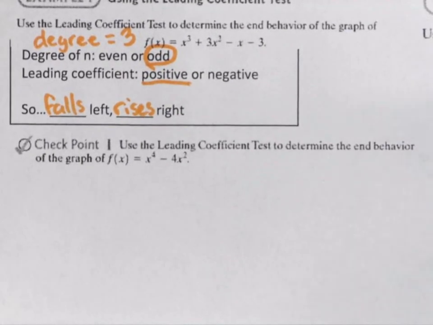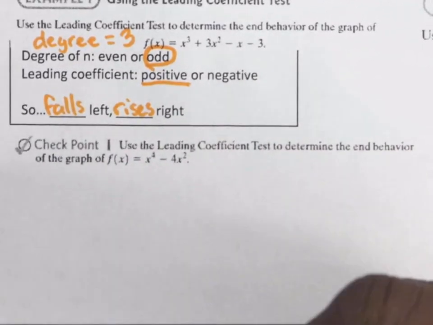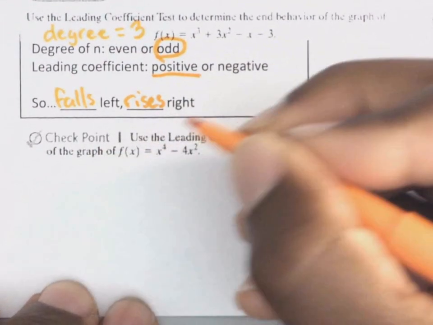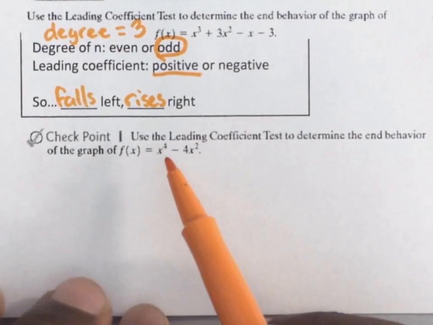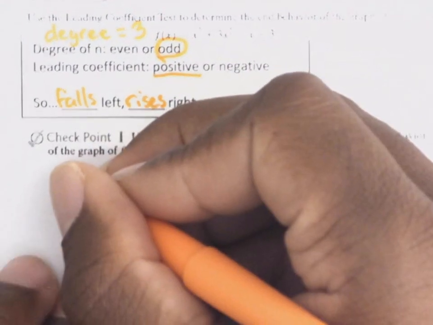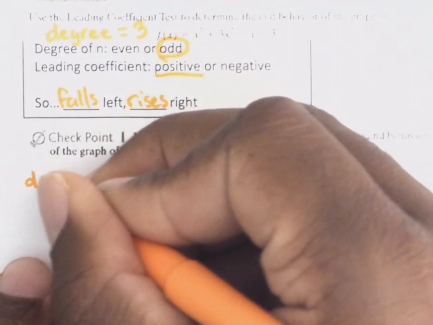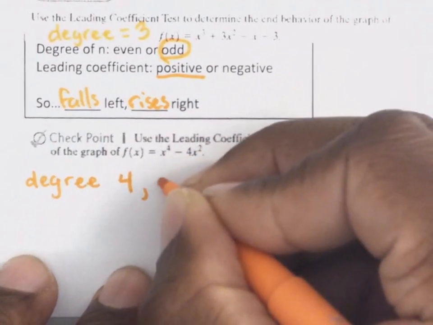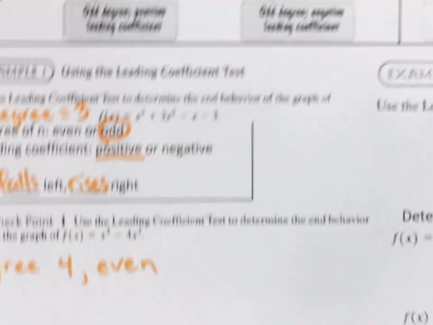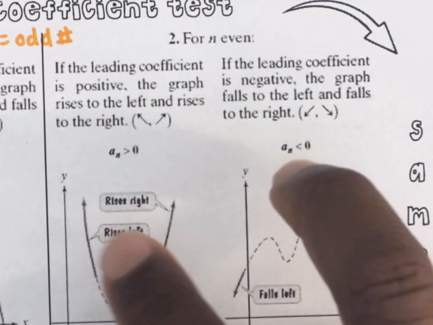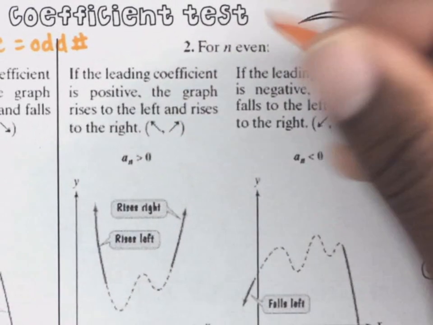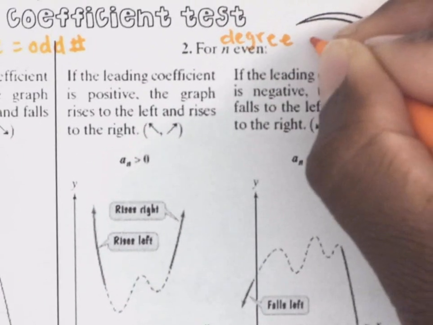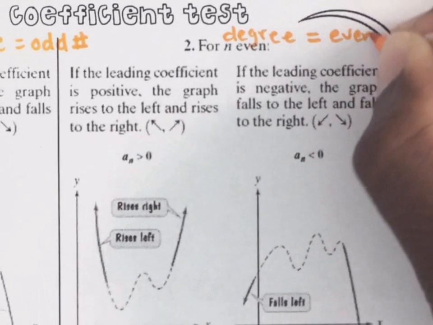All right. What's the degree of this one? 4. We're looking at the exponent. So the exponent 4, that's the largest exponent I see. Degree is 4. Is 4 an even or odd number? So it's even. Okay? So I look at my graphs. It's got to be one of these two because the degree is even. And if you want to write that just to tell yourself, even number.